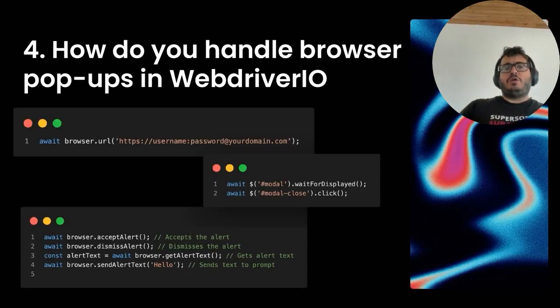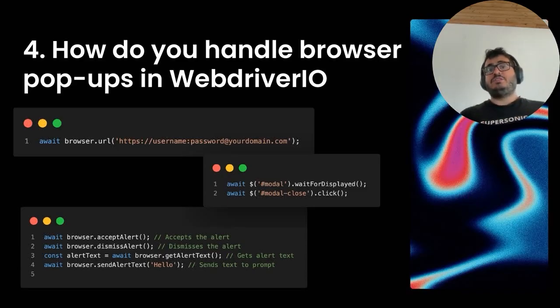In this particular example on the screen, the first one is the browser URL. These are all about authentication pop-ups. You can bypass it like this. The second one is the modal ones. You find the selector, like an element with ID modal. This is our modal, and then you can close it or do some interaction with it.